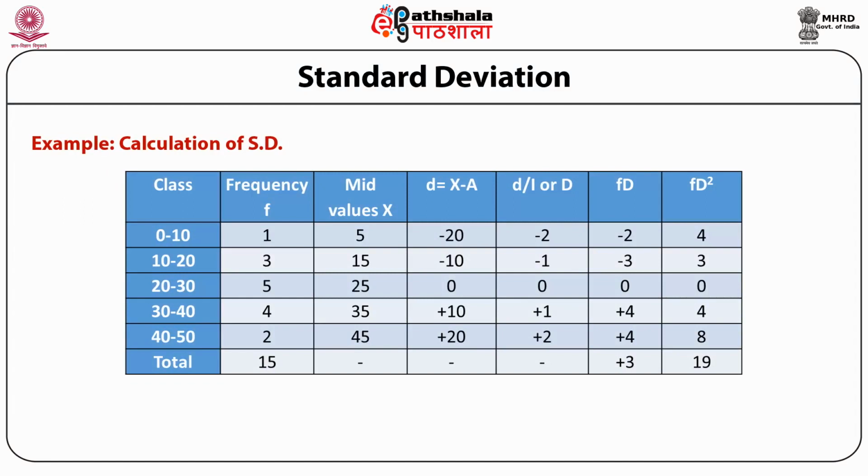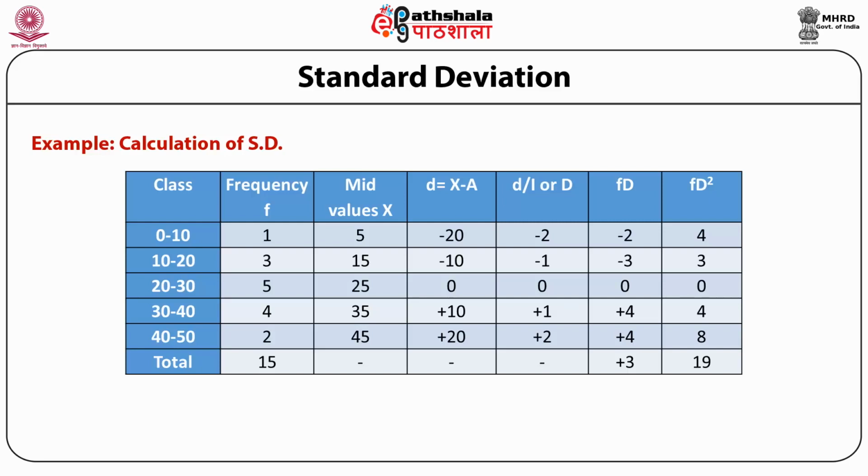You can see the class, you can see the frequency, and since it is the case of a class interval, in this case we will first find out the mid values of the classes. Like for 0 to 10, the mid value of this class interval is 5. From 10 to 20, it is 15. From 20 to 30, it is 25. And like that, you find out the mid values. Then the frequency is already given to you in the question.